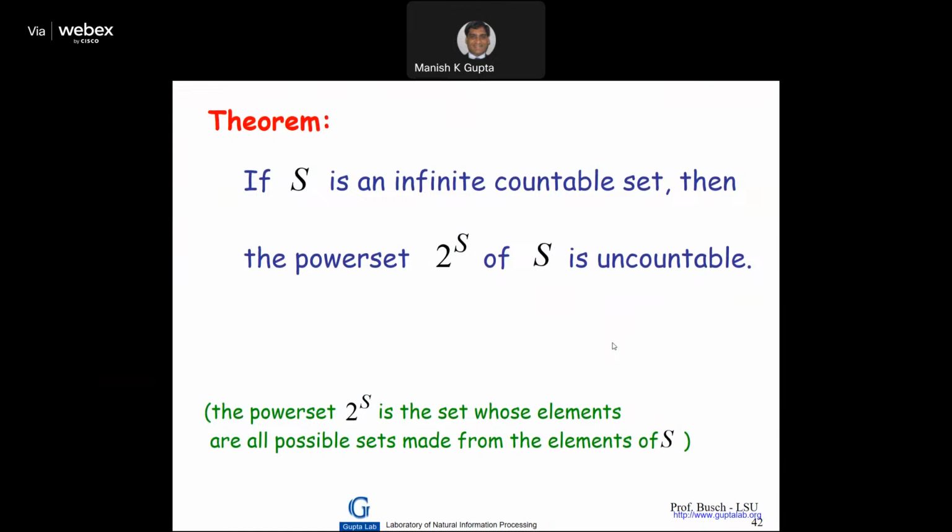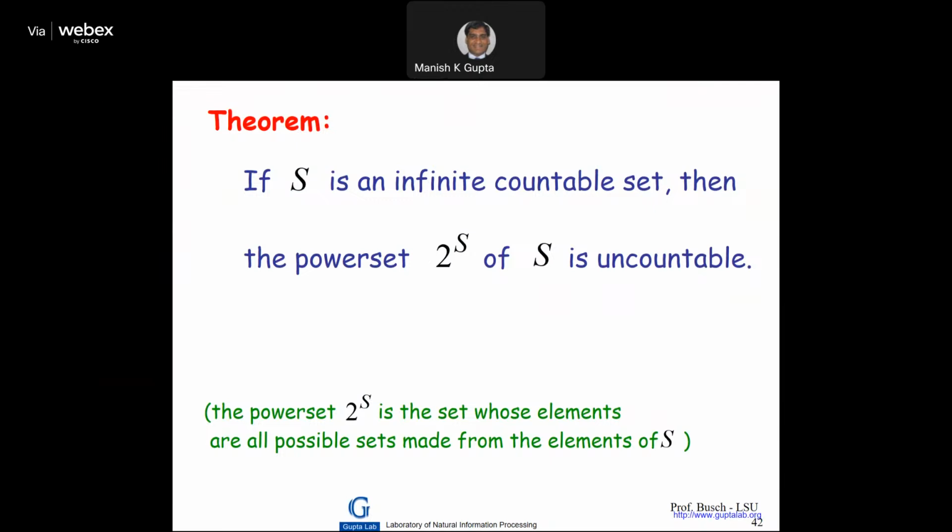So the proof goes like this. I mean, the idea of the proof goes like this. I will assume that the power set is countable. This is the method of contradiction. If I assume that the power set is countable, I will list the elements one by one. Element number 1 maps to 1, element number 2 maps to 2, element number 3 maps to 3, and so on. I have assumed that it is countable, so I am listing all the elements.